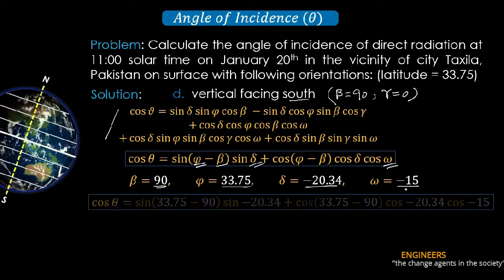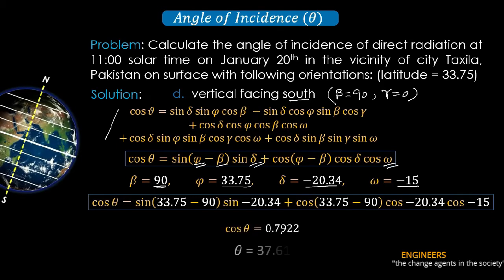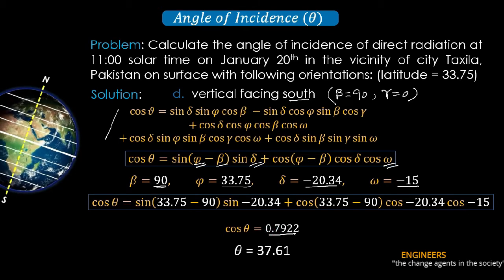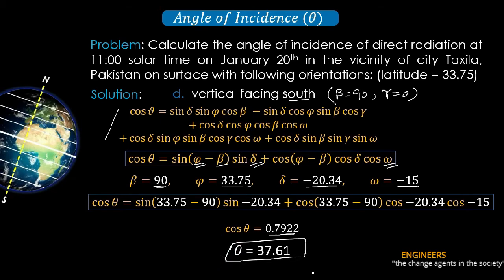So using these values in the expression, and after computing, we have the value of cos theta, that is 0.7922. So the angle of incidence theta would be 37.61.